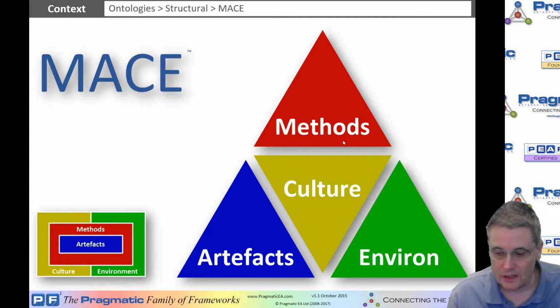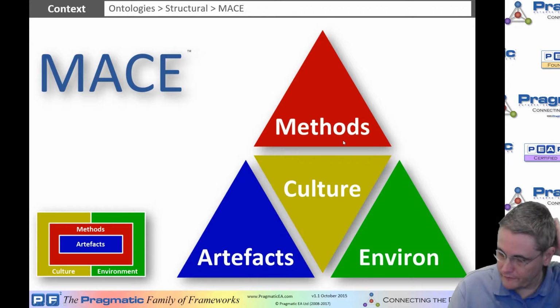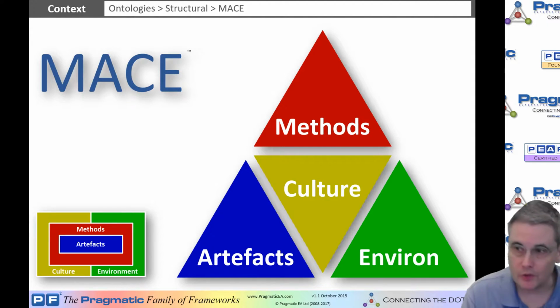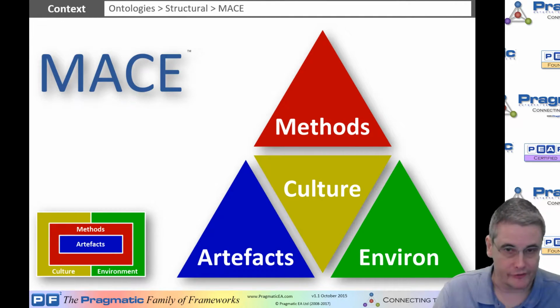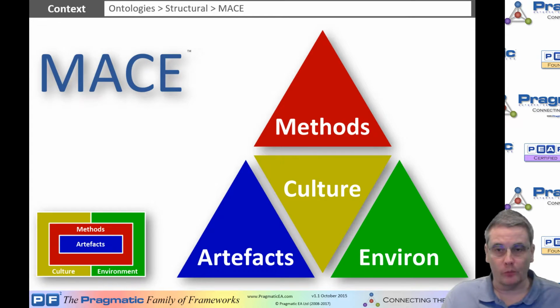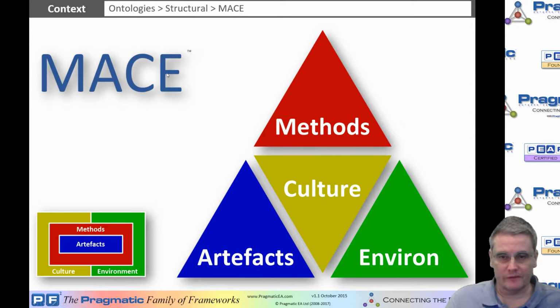So there are various high-level ontologies, groupings that people use in order to talk about the structure of things. So what things are formed of, their constituent parts. The common ones are POLDAT: process, organization, location, data, applications, and technology. BDAT is another one: business, data, applications, technology. But we use MACE, which I'll explain a little bit later after Mace and Magma.